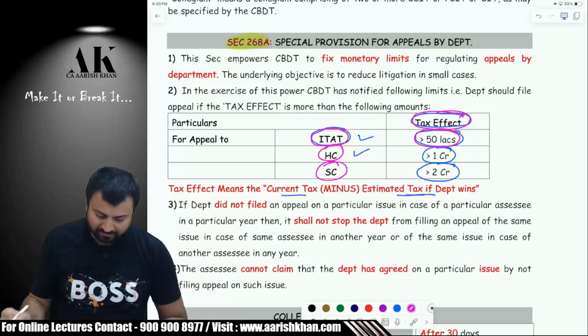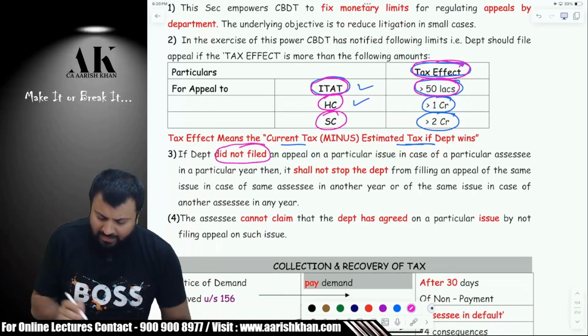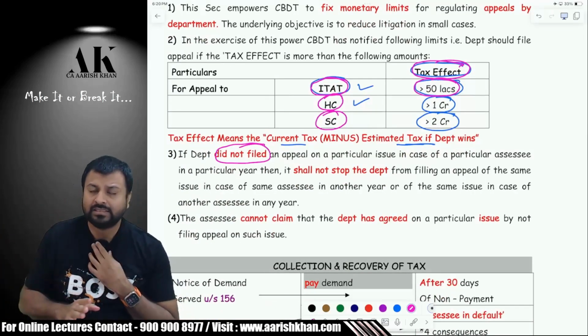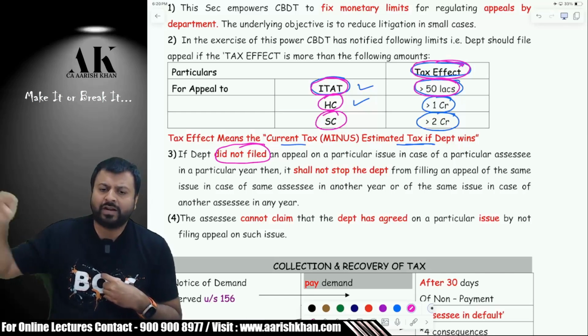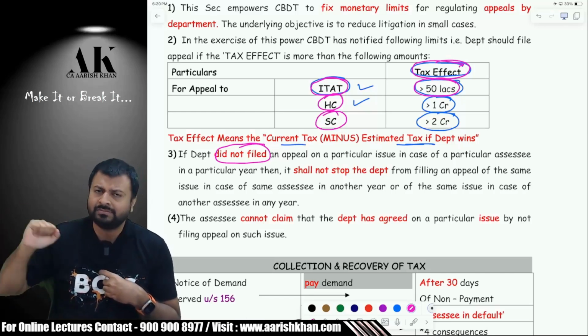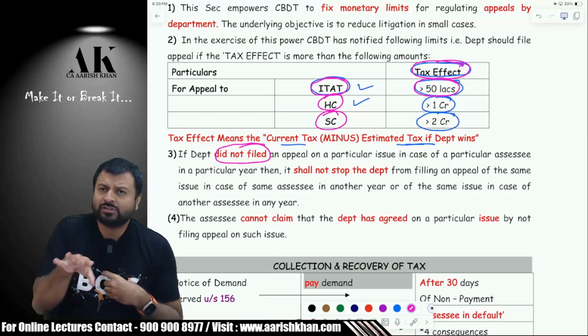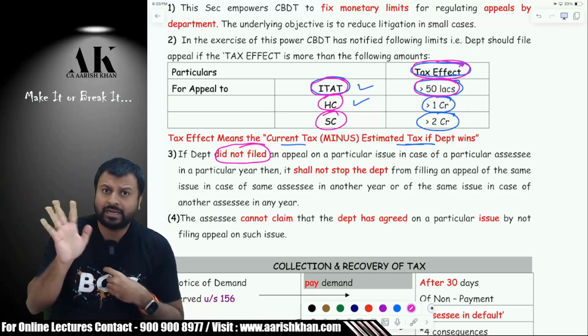I hope it is clear to all of you. Now, if in a particular year the department did not file an appeal, that does not preclude the department from filing one for your friend. They might file the appeal for your friend. In your case, if they have not filed, it does not mean that in your friend's case also they will not file. It is not like that.